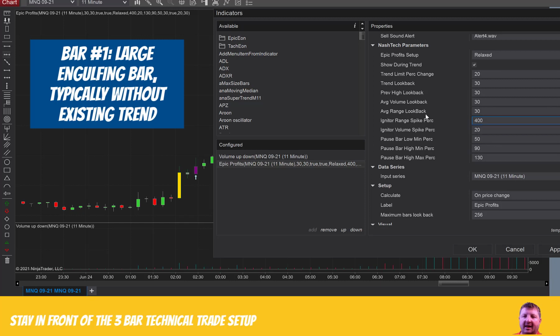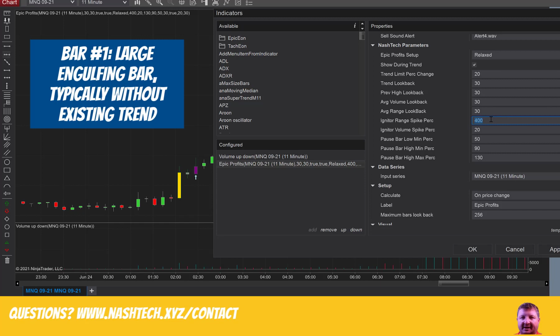Okay, so what does this say? This means spike percentage and range. This means 400%. We're really looking for major movement in the range of the bar. So that's the very first part of this technical trading pattern, the igniting bar. What triggers this to pay attention? We have to at least have 20%, according to this basic setup at the moment, 20% igniting volume over the average. For the range, we have 400%. So this is a big bar.